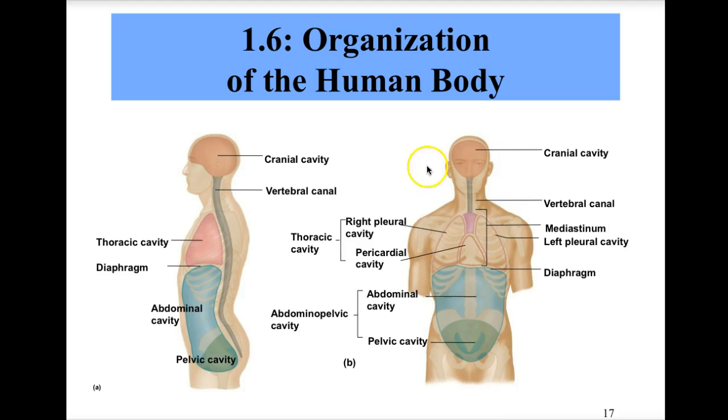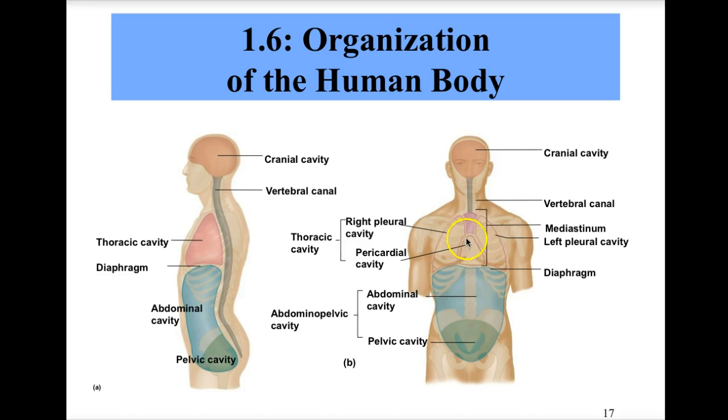When you look ventrally, which is this picture here, when you look ventrally at the human body, the thoracic cavity contains the lungs, so those are housed in the pleural cavities, so you have the right and left pleural cavity. You also have the mediastinum, and the mediastinum is this region right in here. The mediastinum itself would include the thymus, the heart, the esophagus, and the trachea.